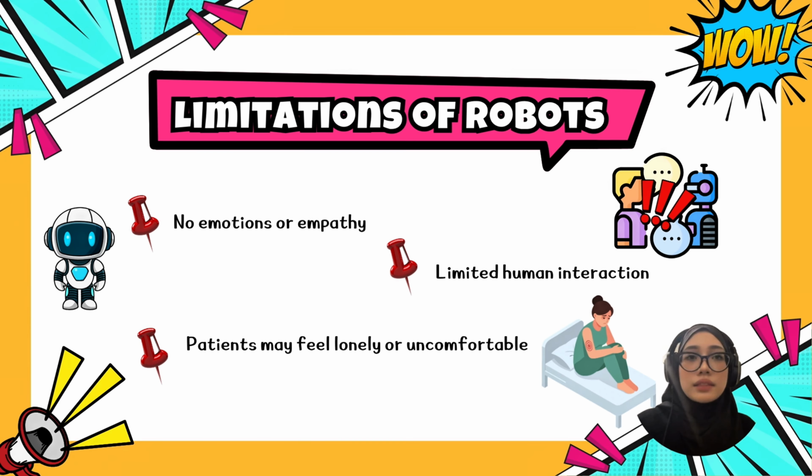And the second is limited human interaction. Robots are bad at reading between the lines. They only understand direct commands or data, missing out on natural social cues. For example, a good nurse can look at a patient's face and realize that although they say they are fine, they look like they are in pain. A robot will likely just take the patient's words for it and move on.